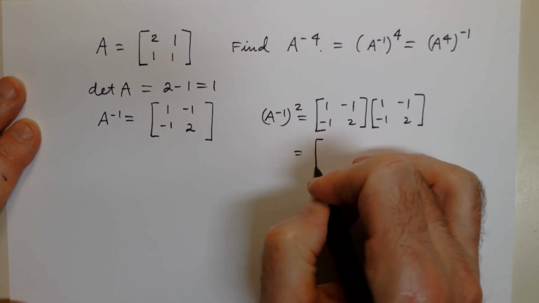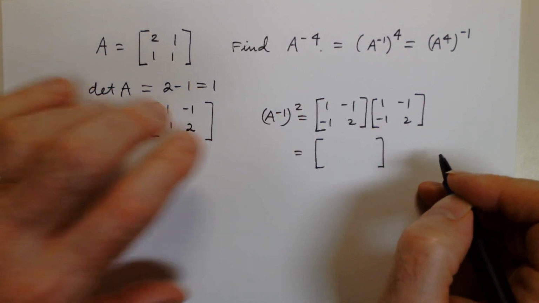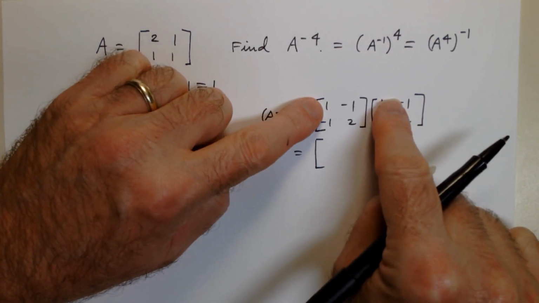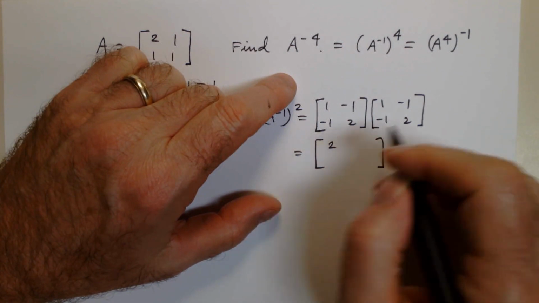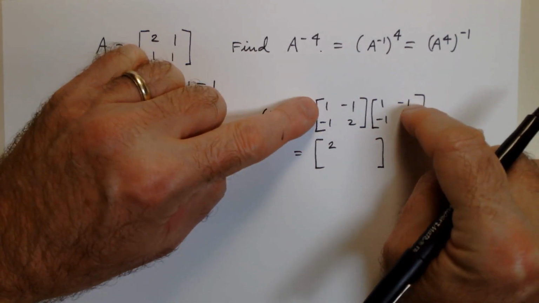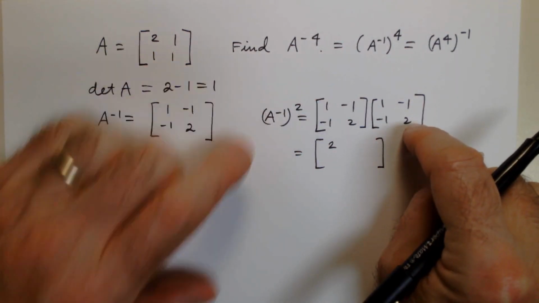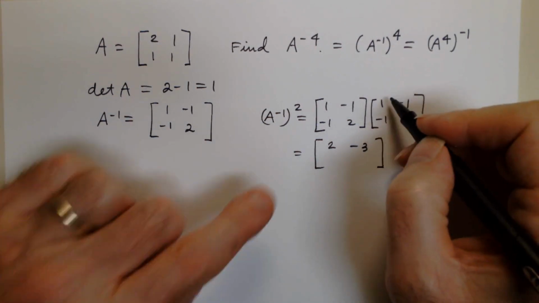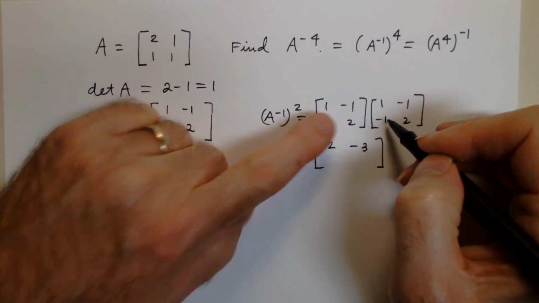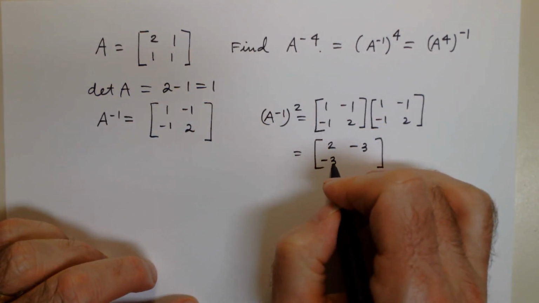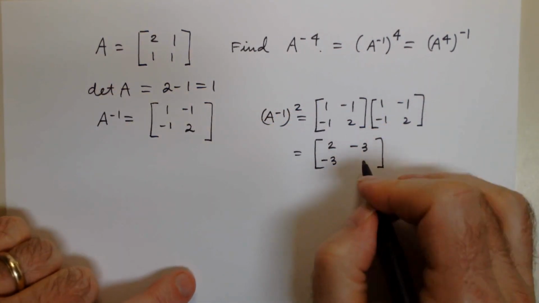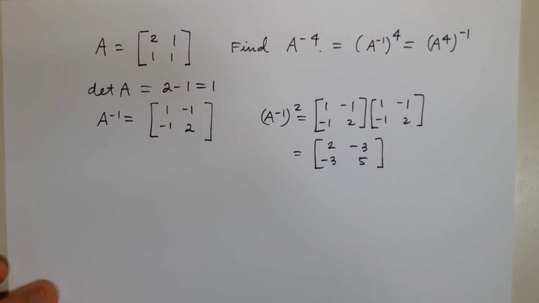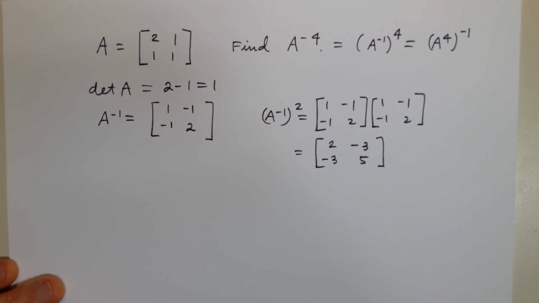By multiplying them together in this fashion. All right, let's check out and see what we get. We're going to get 1 plus 1, or 2. We'll get negative 1 minus 2, so that's negative 3. We'll get negative 1, negative 2, so negative 3, and then 1 plus 4, or 5. So there's the square of A inverse.